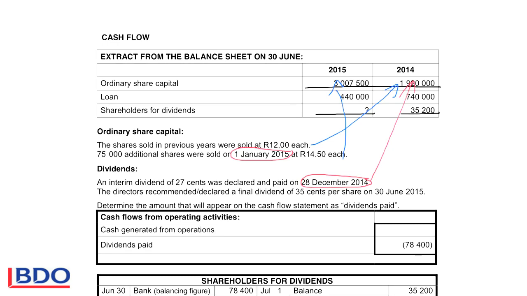Then at the end of the year, they recommended a final dividend of 35 cents per share. That 35 cents will be paid to everybody. So the old shareholders plus the new shareholders will be entitled to that dividend.